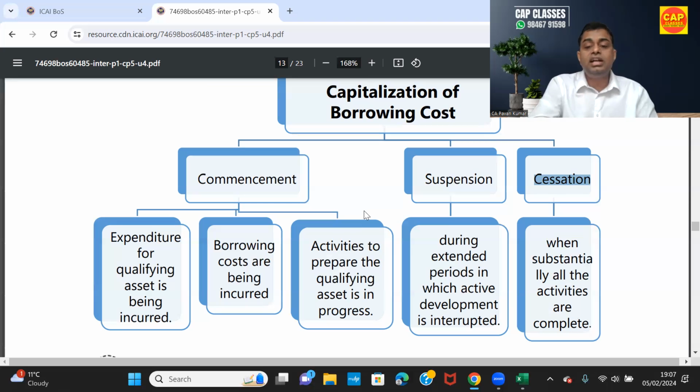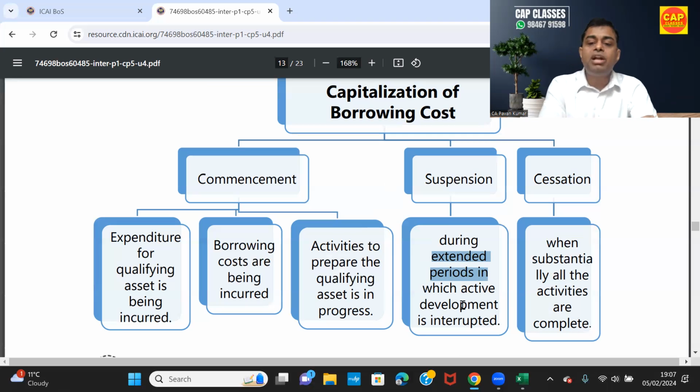In simple terms, what they said is that during the extended periods, that 1 month, 2 months, where active development of the qualifying asset is interrupted, that particular period, hold on, don't capitalize borrowing cost. For this particular period, borrowing cost should be charged to P&L.